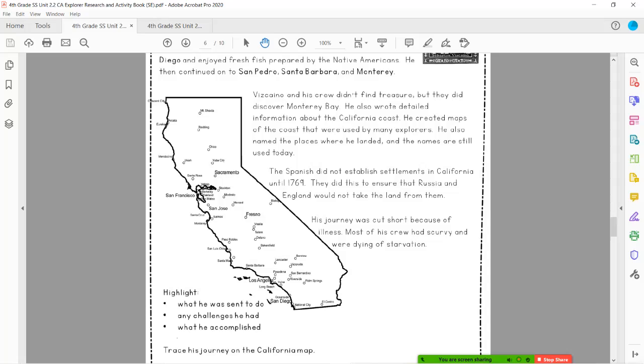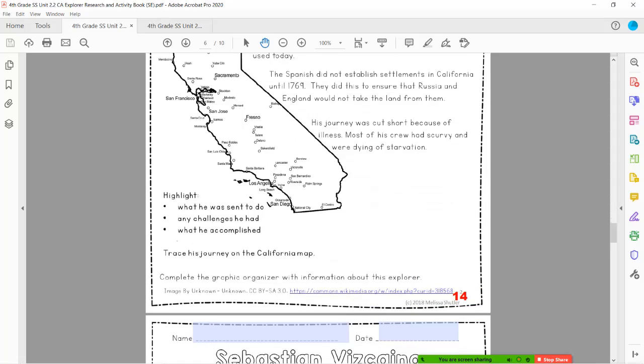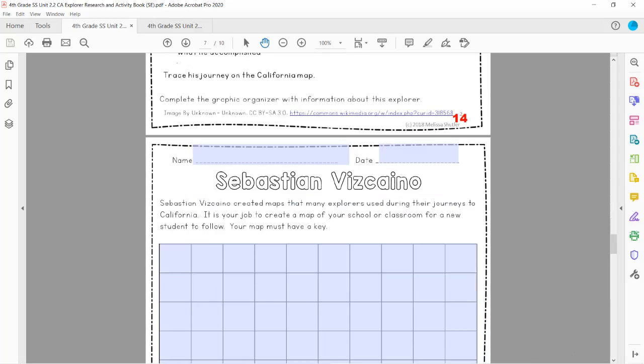Some of his accomplishments were the maps that he made. Go ahead and reread this section for extra details, and make sure you're filling out that graphic organizer on the last page that I was telling you about while that information is still fresh in your head.